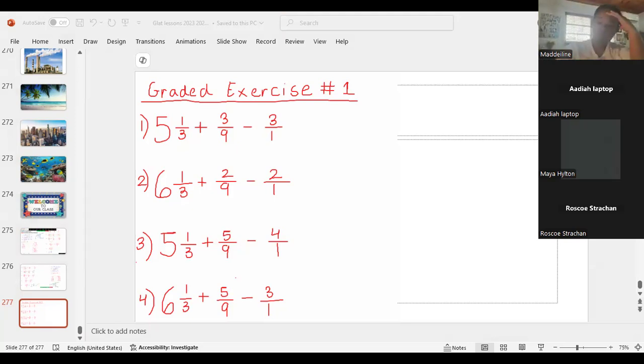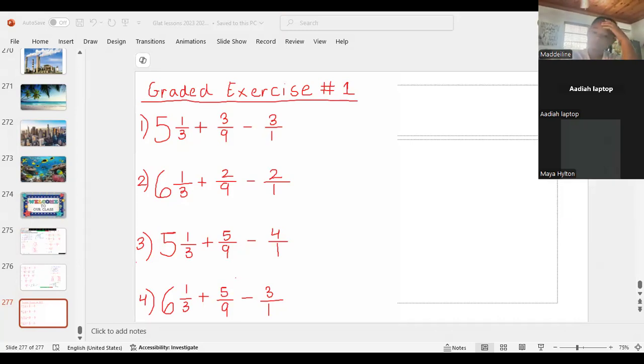Madeline, what number you on? I'm on number 2. You understand what you're doing? Yes, sir. Go ahead. Excuse me. Do you want me to number it differently? No, not keep the same number. This is grade exercise number 2. So start from 1. Yeah, start from 1, yes.